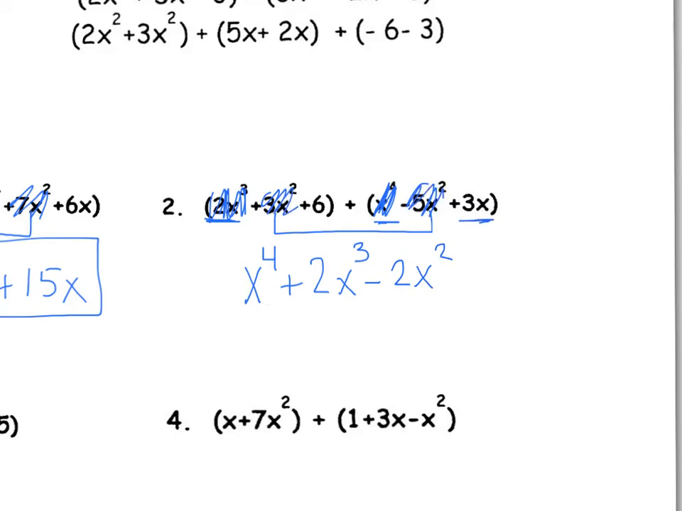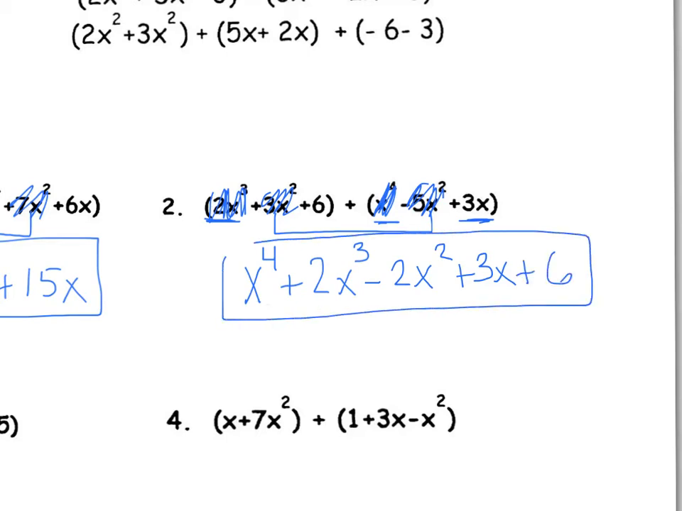Now, the next one is the x, but there's nothing to combine it with, so it just comes down. And then the 6, which has nothing to combine with, so it comes straight down. And that's it. That's adding polynomials. It really is that simple.